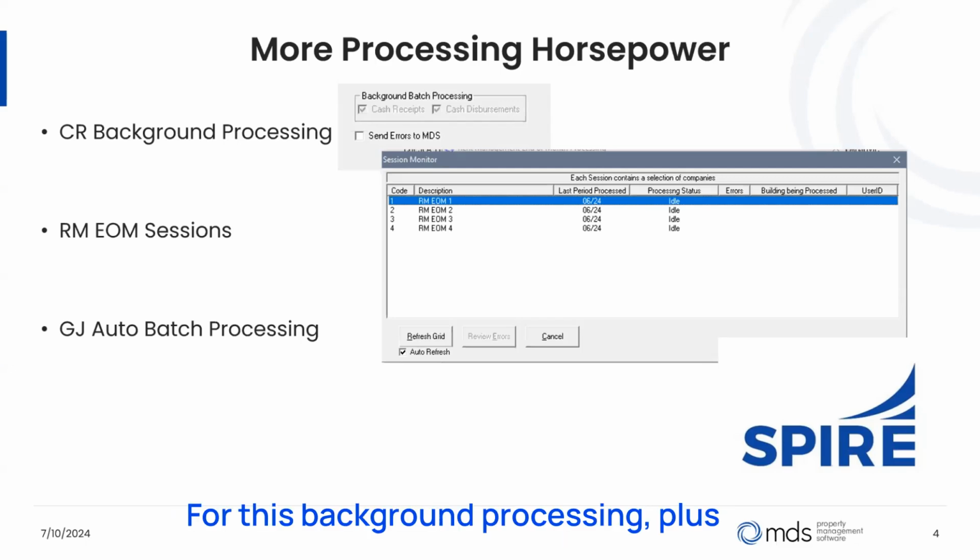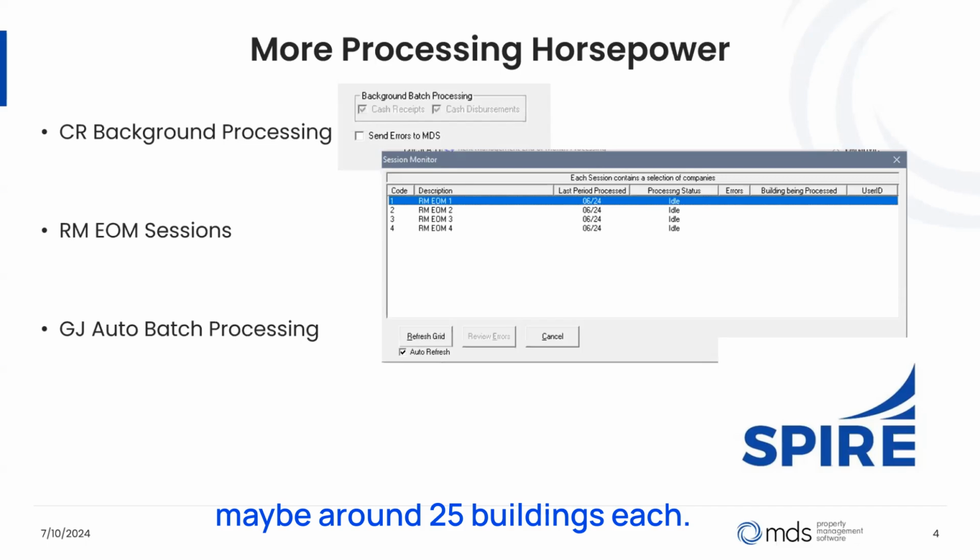For this background processing plus the multi-stream processing, it's basically splitting up your buildings. Let's say you have 100 buildings. You split your buildings up into 4 different sessions of maybe around 25 buildings each. You can start up these 4 sessions, which then runs the end of month for 4 buildings at the same time.